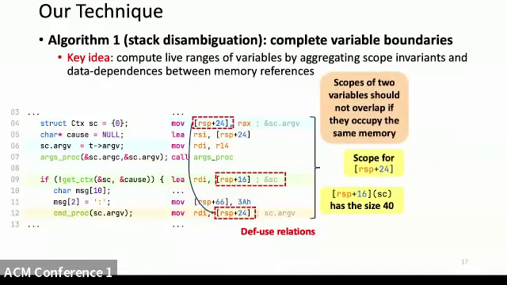Additionally, we have two more facts. The first one is an invariant that the scopes of two variables should not overlap if they occupy the same memory. The second fact is that the memory reference at line 9 is the SA variable whose size is 40. Combining those three facts, we can know that the memory references at line 4 and 12 must be a field of the SA variable instead of an independent one.